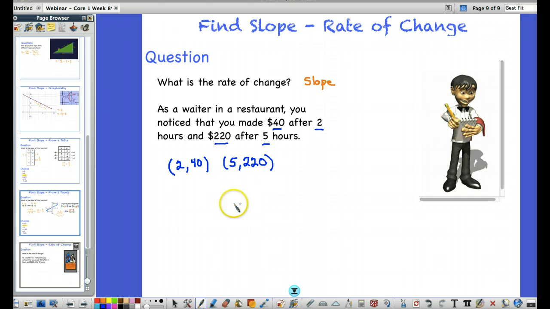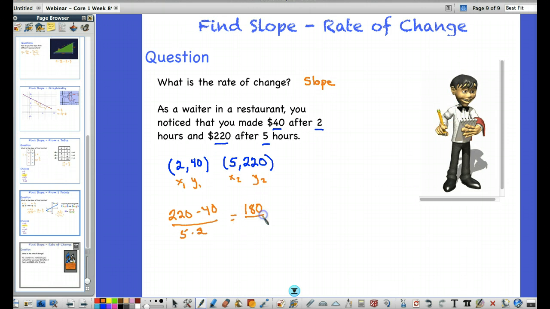And now we can just do what we did last time. We can make whichever one we want to be our x1 and whichever one we want to be our x2. So I'm going to call this one my x1, y1, and this one my x2, y2. So let's do our equation. And we get 220 minus 40 over 5 minus 2. That's a 2. You know, it looks kind of like it was about to be a 3. But, you know, I quickly corrected. Don't want to mess that one up. So what is that? 60.